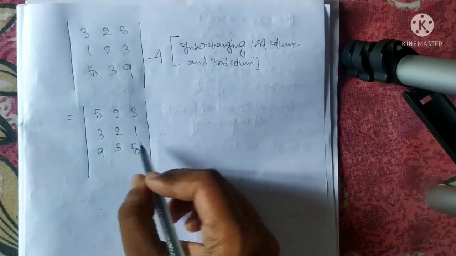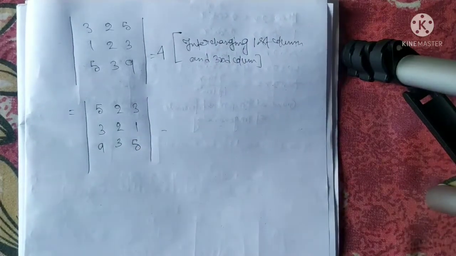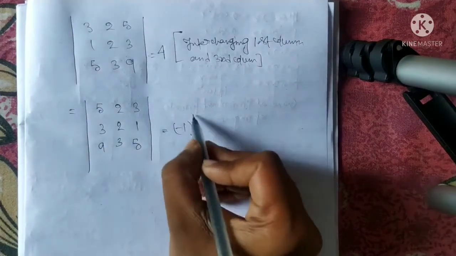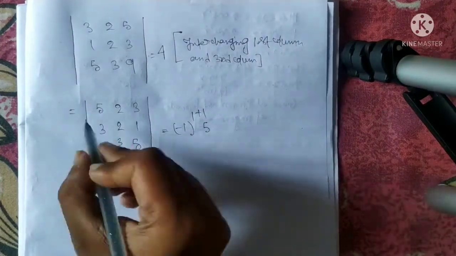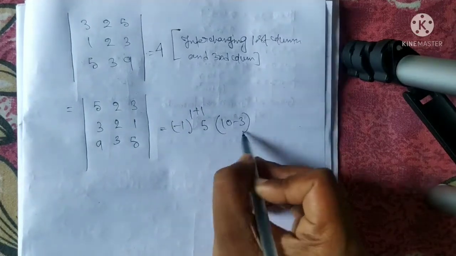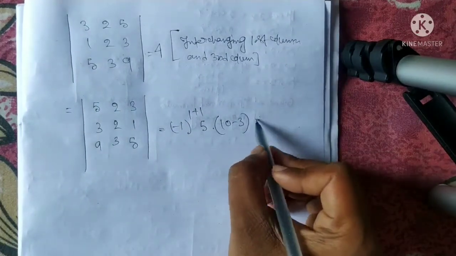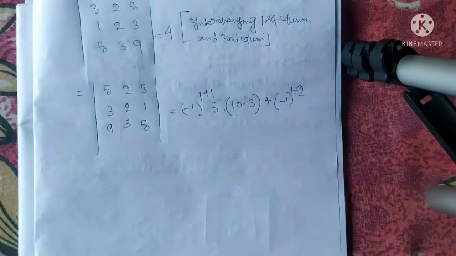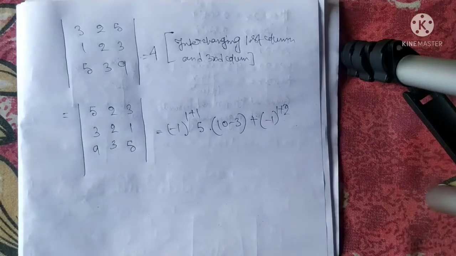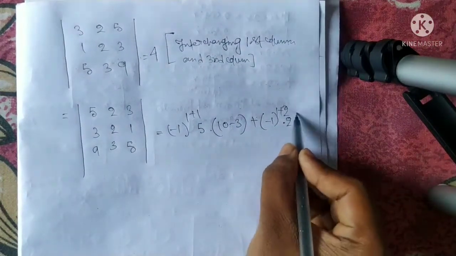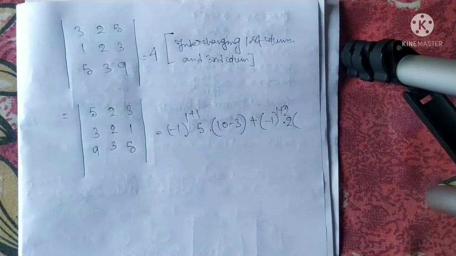Okay, let us elaborate this. Evaluate this. So this will become minus 1 plus 1 times 5, minus 3, plus minus 1 plus 2. This is the correct rule. It will never go wrong. So I will suggest you to do it in this form.